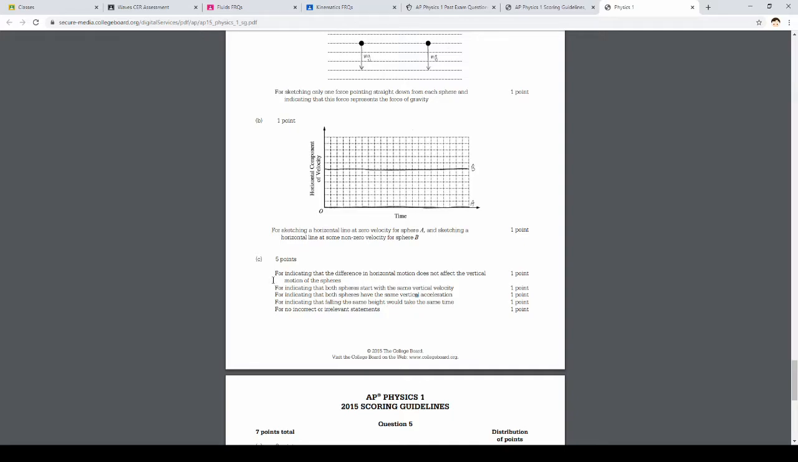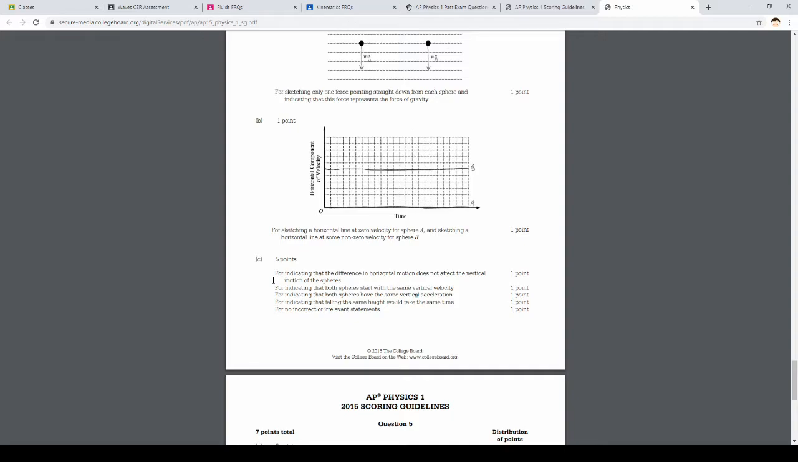You could say something along the lines of, the horizontal motion of the balls does not affect the vertical motion of the balls. Since both balls have the same initial velocity in the vertical direction, and they accelerate at the same rate vertically, and they fall for the same distance vertically, they reach the ground at the same time.